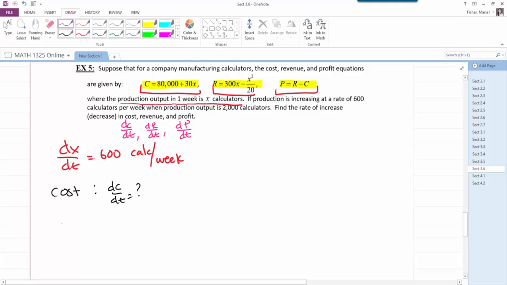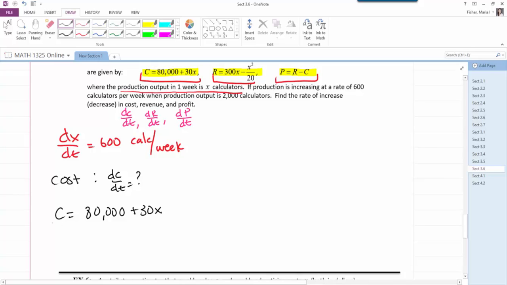Well, I know that my cost function is c equals 8,000 plus 30x. When I take the derivative of this, I'm going to have dc/dt equal to, well, the derivative of 8,000 is 0, plus the derivative of 30x is just 30, and then we took the derivative of x, which is dx/dt. Do I have enough information to solve this? I sure do, because I am told that dx/dt is equal to 600.